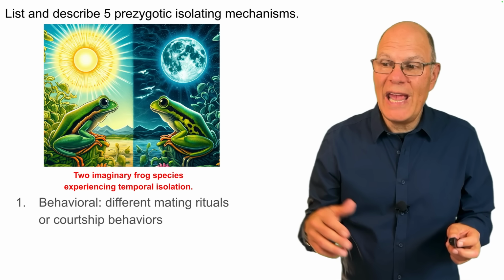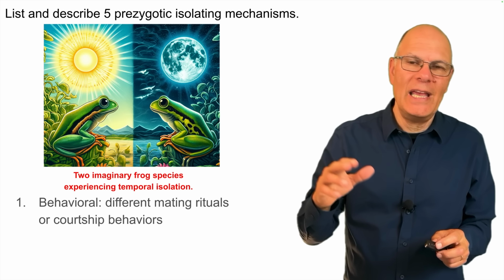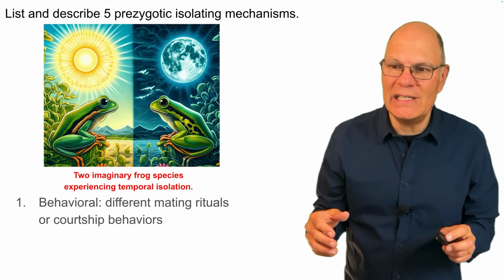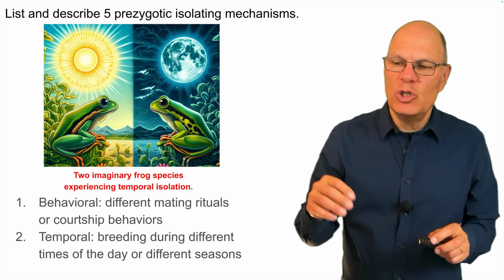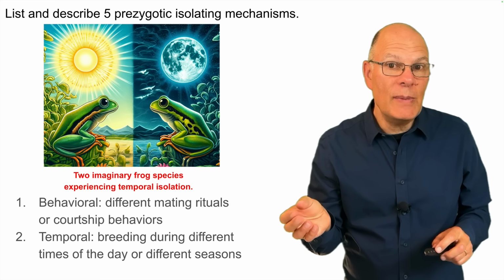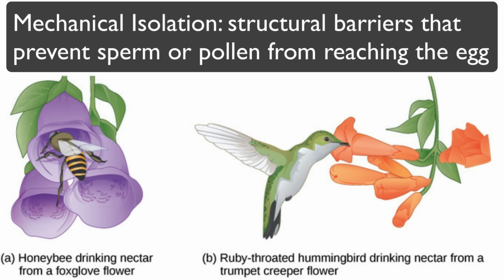The first kind is behavioral. Different mating rituals or courtship behaviors would keep a female and a male from accepting one another as members of the same species and mating. Temporal means that they would breed during different times of the day or different seasons. One species mates in the winter, another mates in the summer. They're not going to interbreed.